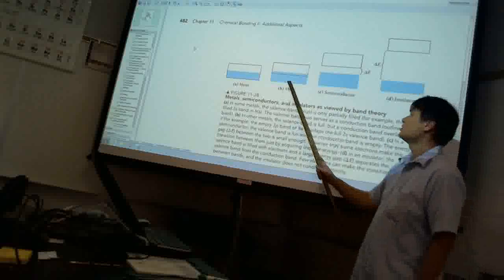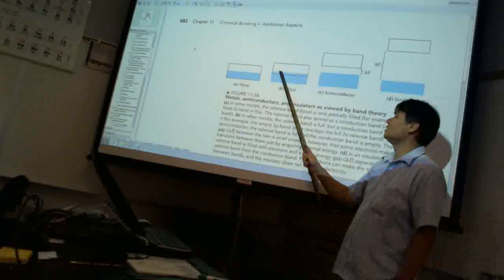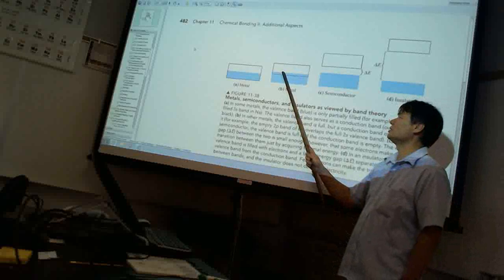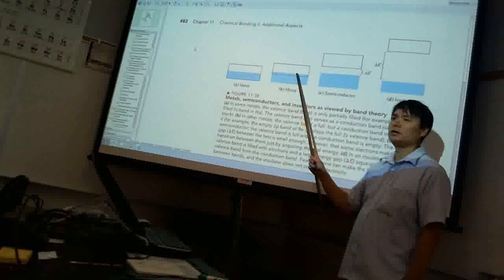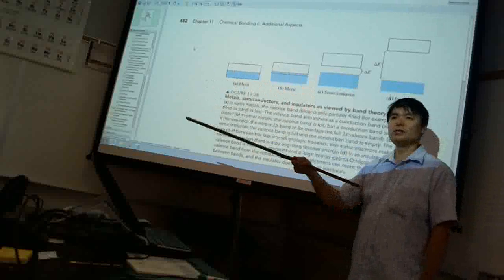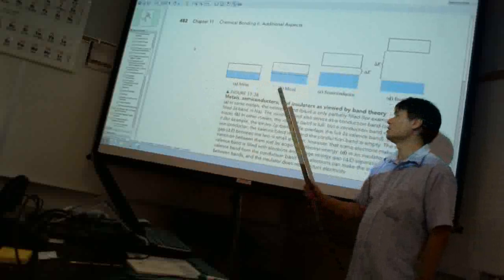Metals naturally conduct electricity. That's because the jump here is so small. It's thermal energy, just room temperature, that is enough to knock electrons into the empty orbital here. In the empty orbital, the electron's free to move. And so it conducts electricity quite well.